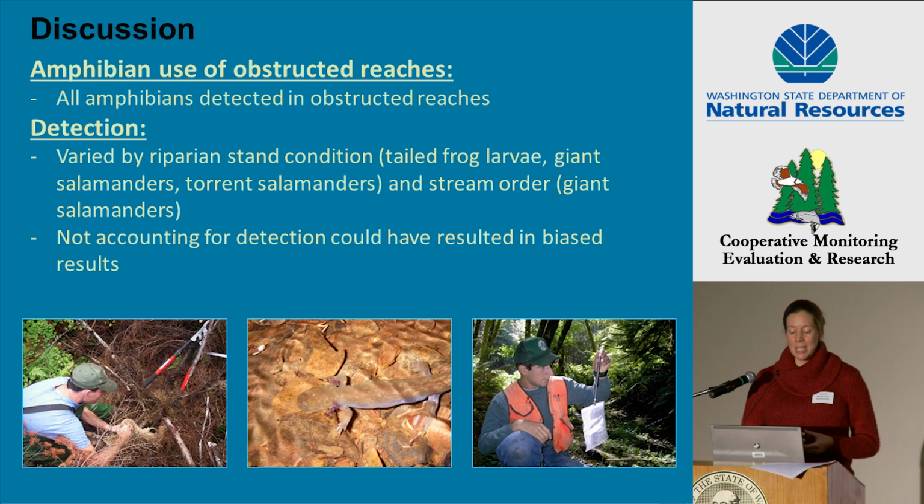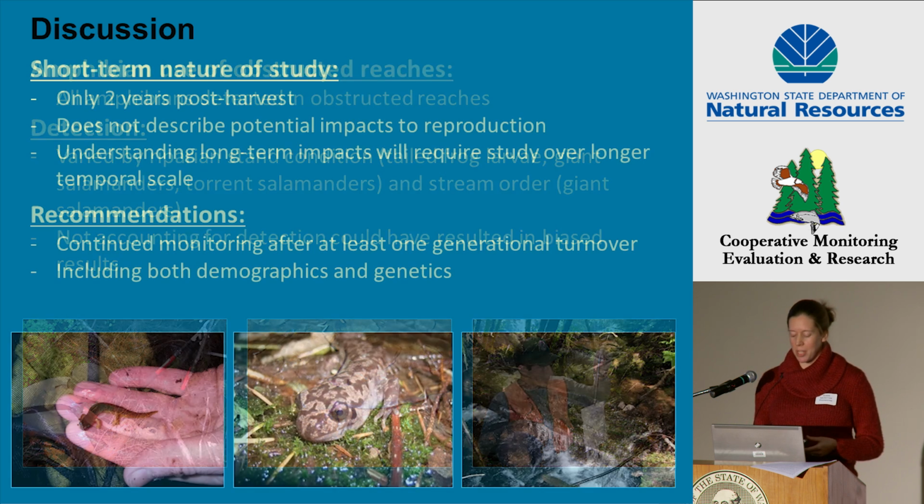For detection, we did see that detection varied by the riparian stand condition for tailed frog larvae, giant salamanders, and torrent salamanders, and by stream order for giant salamanders. And our conclusion is that not accounting for detection could have resulted in biased results.